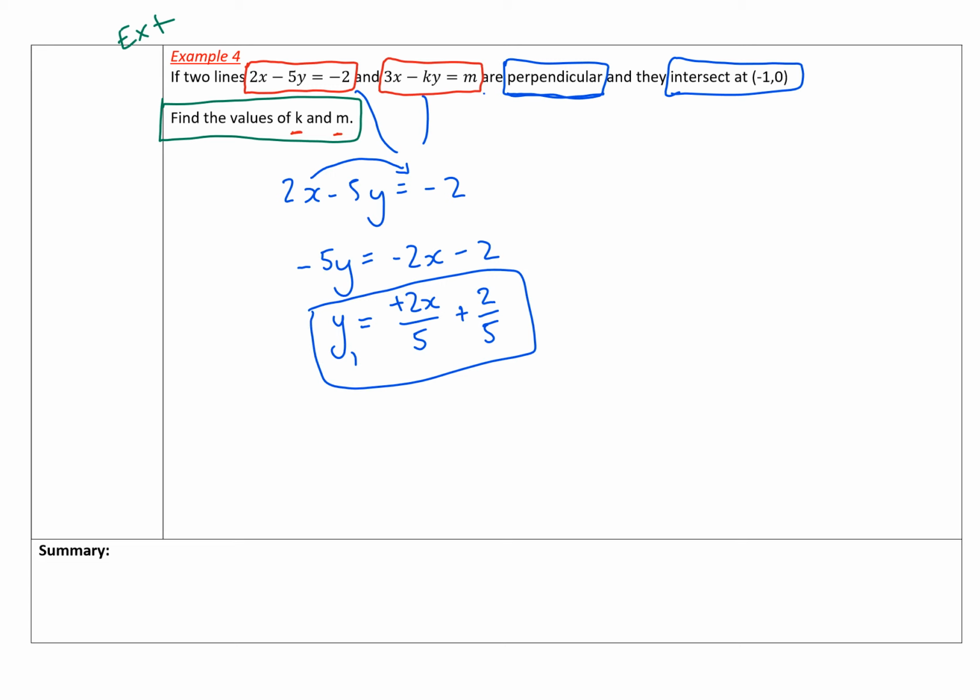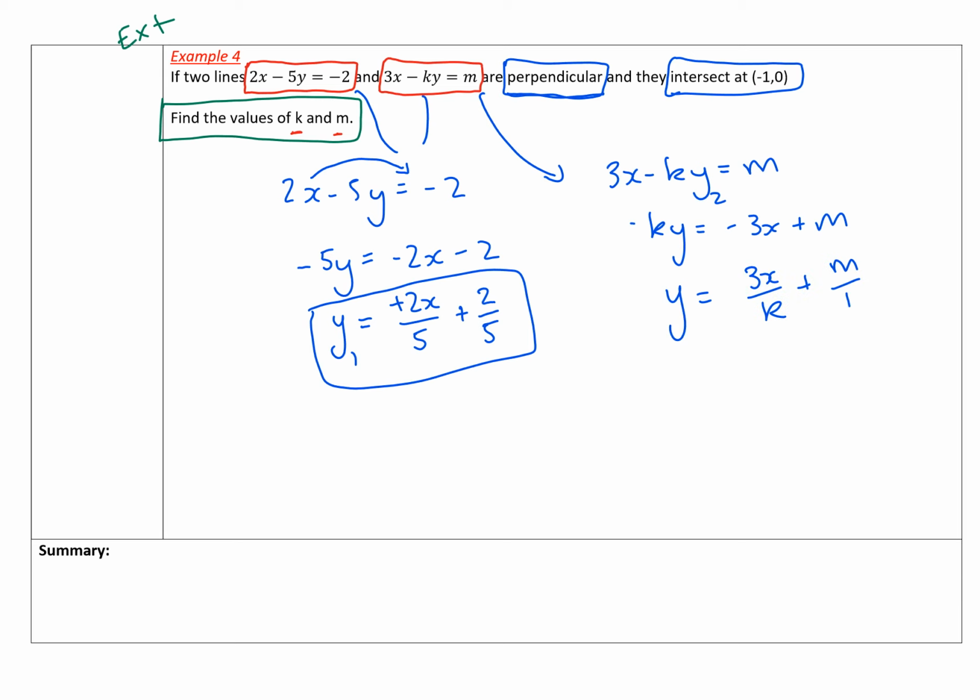I know my second equation here, we might put it this way. 3x minus ky equals m, let's call this y2. Minus ky equals minus 3x plus m. And if now I divide by negative k, y equals 3x on k plus m on k. So that's my y2.